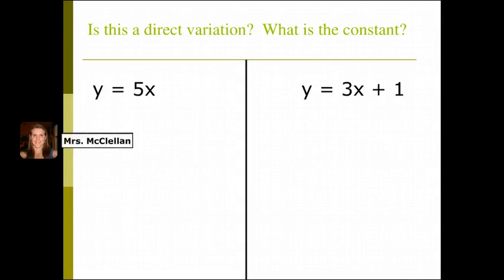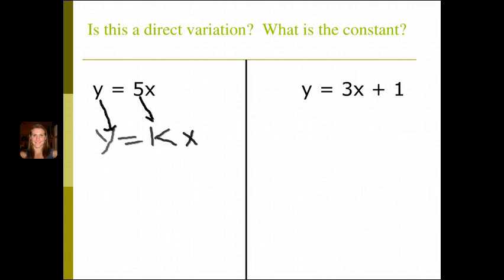Now we are trying to determine if the equations given are a direct variation or not. And if it is a direct variation, then we need to find the constant. Okay, y equals 5x. Well, our direct variation equation says y equals kx. So we have a y, we have a k, and we have an x. Therefore, yes, it is a direct variation, and our k would be 5.